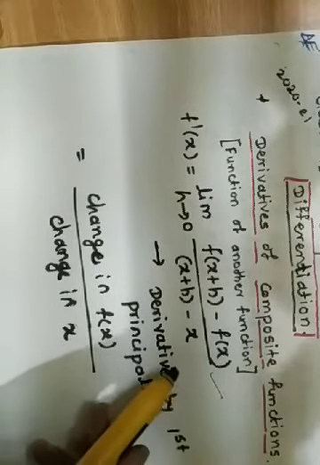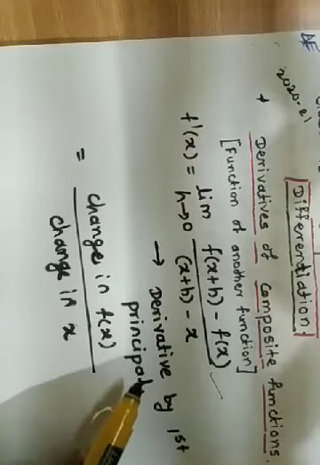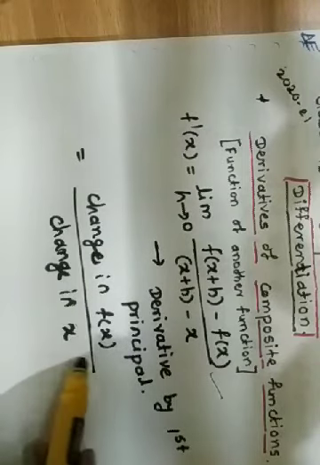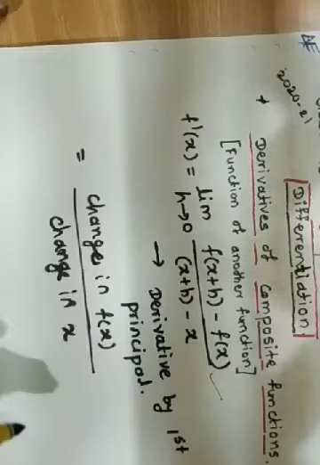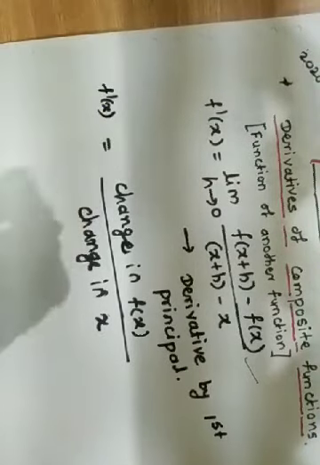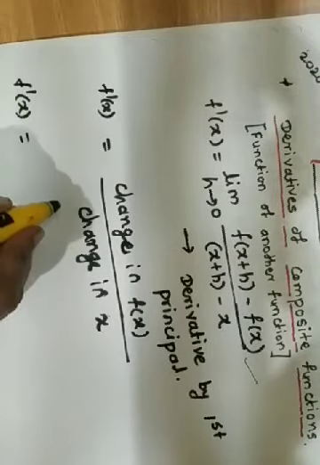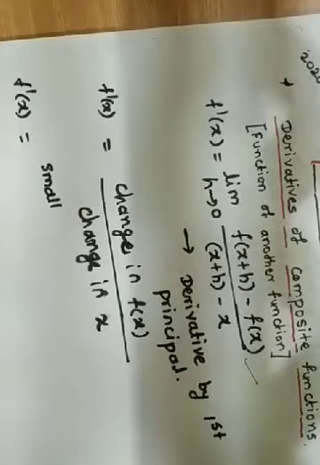What is the meaning of the numerator and denominator here? What is meant by derivative? Derivative is the rate of change of one variable with respect to another variable. This is the ratio of these two, that is change in f of x divided by change in x. This is the derivative, called f dash of x by the first principle. f dash of x means change in f of x, and what is change in f of x? It is a small increment in y.